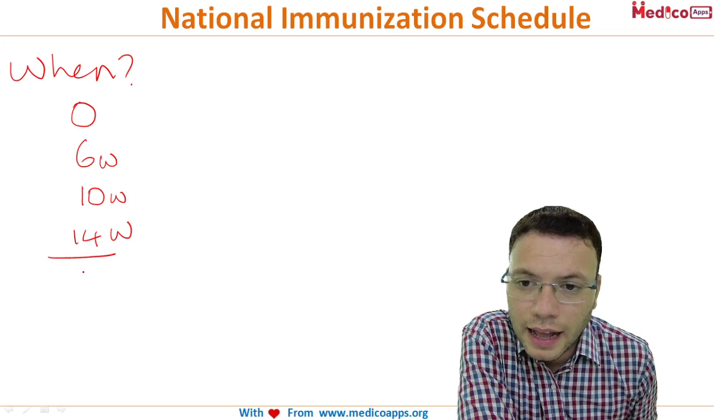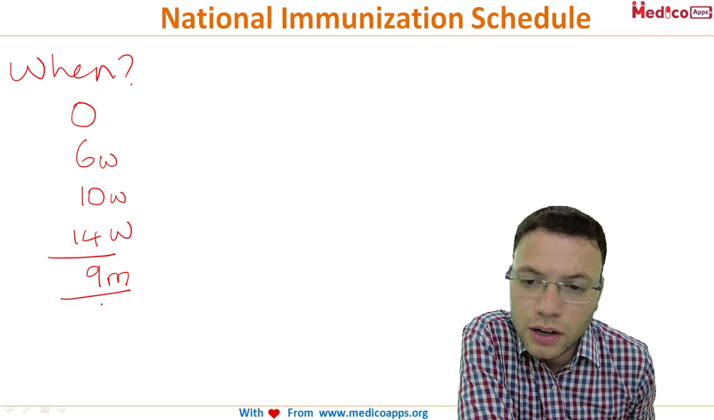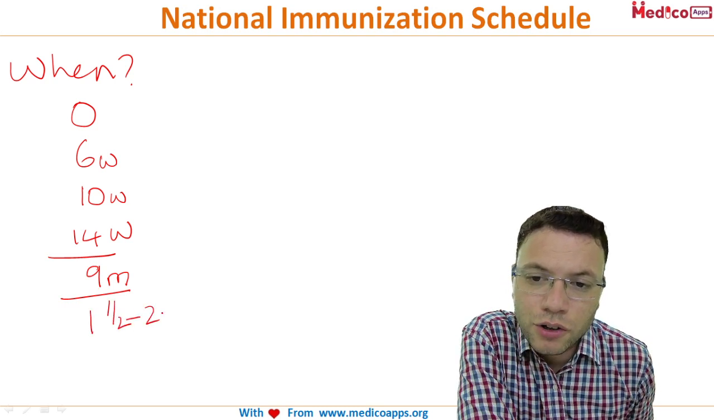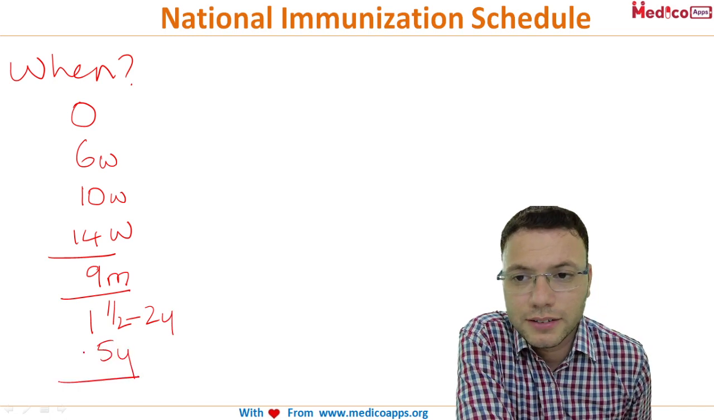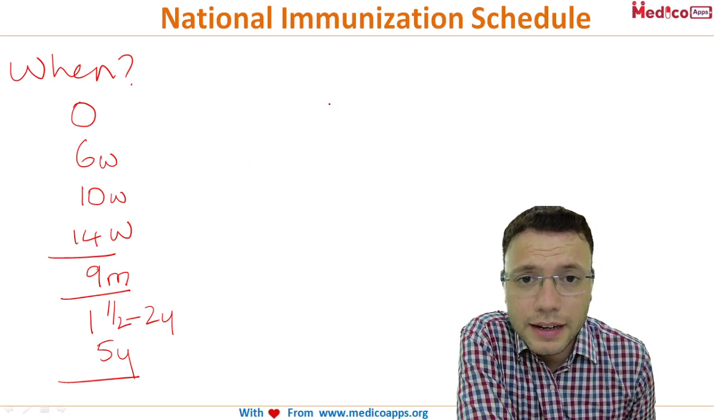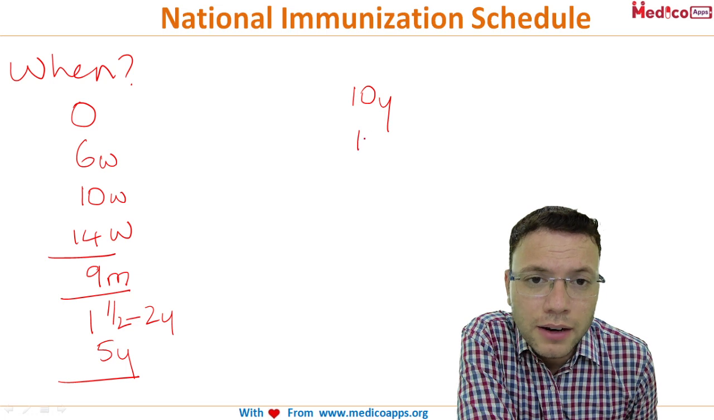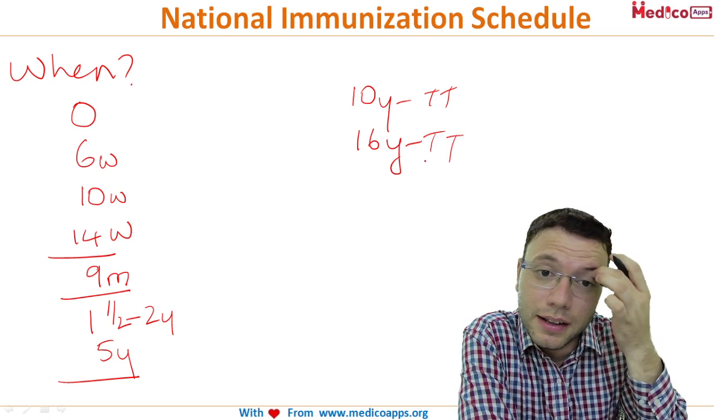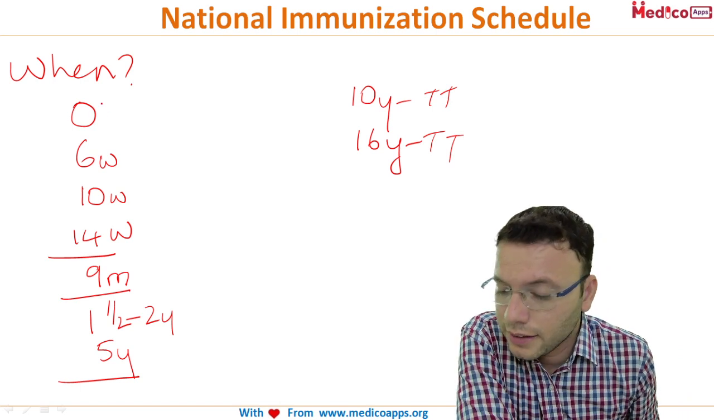Then you ask them to come at the age of 9 months. Then you call them at particular years, that is 1.5 to 2 years, then 5 years. So this is up to 5 years. Then you also call them at 10 years when they grow up, and also at 16 years for TT injections. They're grown up now, you just need TT, that's it. I hope now it's clear when.